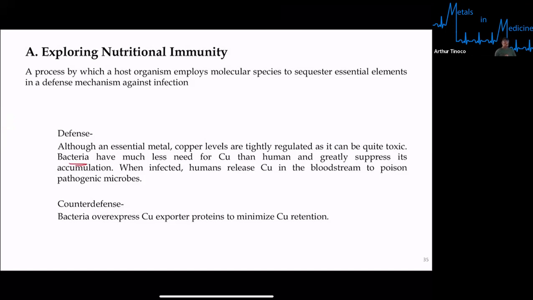And so you see that bacteria have a number of mechanisms employed to try to suppress the amount of copper that gets accumulated. So you have a lot of exporters for copper. So it turns out that humans actually release copper into their bloodstream as a way to try to poison pathogenic microbes. And so what you see as a counter defense is an overexpression of these copper exporter proteins to try to minimize the poisoning potential from the uptake of copper, to basically avoid any retention of that metal itself.